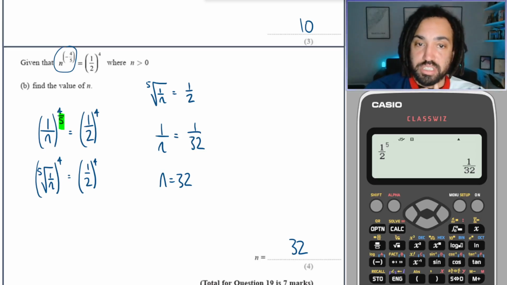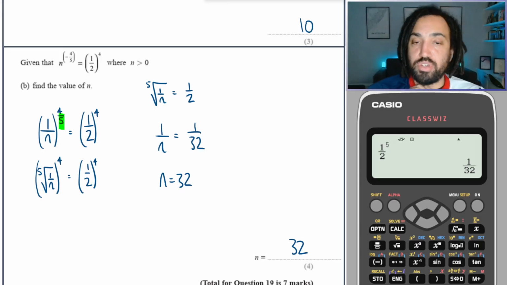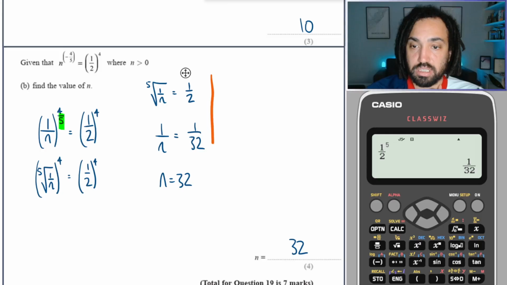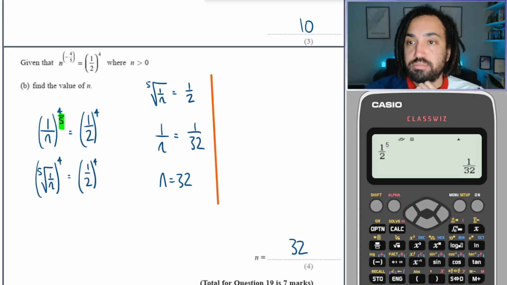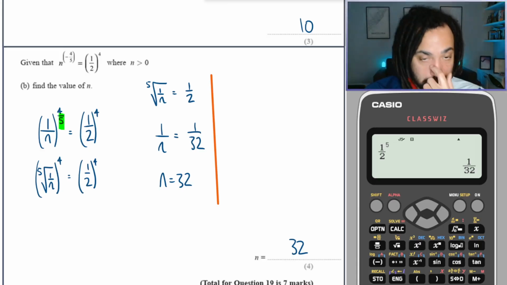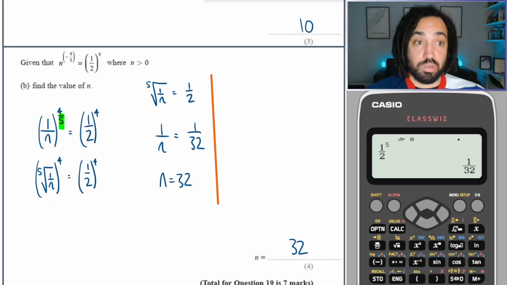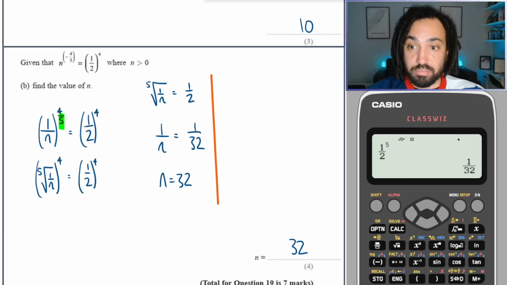As I was doing that question, I realised there was a more efficient way of doing it, which is probably what I would do to teach an A-level class. And that is that in order to move a power over to the other side, what you could do is you can take the reciprocal of the other side's power. So what I could do is I could do this.